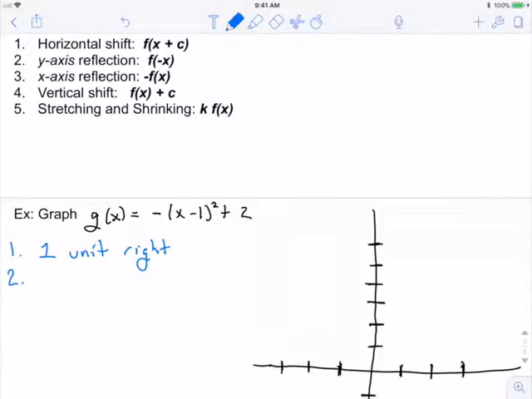Do we have any x-axis reflections? And the answer is no, since we don't have a negative on the x value. So none. But we do have a x-axis reflection, since we have this negative sign outside the parentheses. So we do have an x-axis reflection.